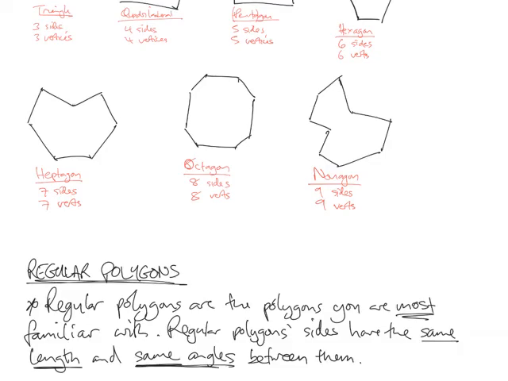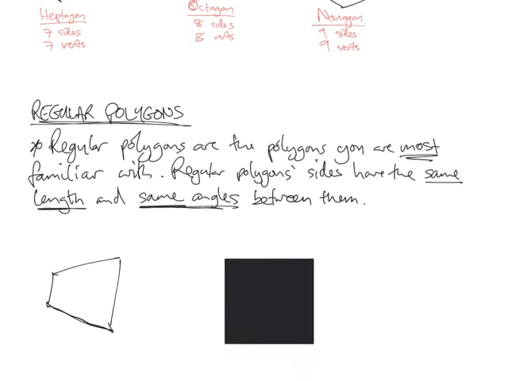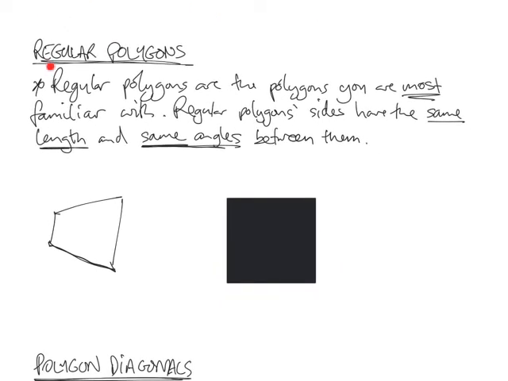Now you might think these are kind of weird looking polygons. That's because they followed the rules of a polygon. They are polygons. What you're used to is regular polygons. Regular polygons are the polygons you are most familiar with. Regular polygons have sides that are the same length, and because of that they have the same angles between them. So this is strictly a quadrilateral. Why? Because it's got 4 sides and 4 corners, but these angles are all different.